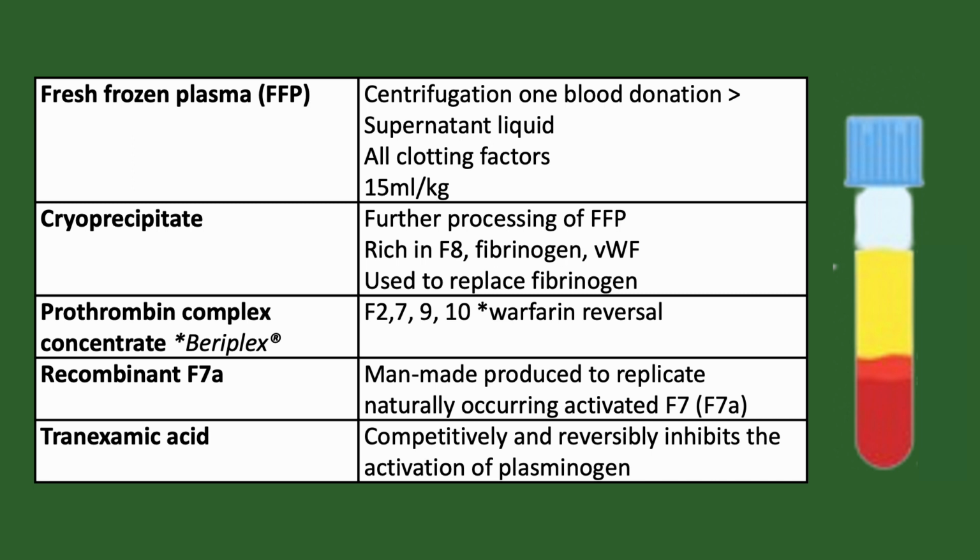Cryoprecipitate is available as a single unit or as a pool product made up of 5 single units. Pool units are more commonly used to treat adults. These are rich in factor 8, fibrinogen and von Willebrand factor, and it is used to replace fibrinogen. Prothrombin complex concentrate, i.e. Beriplex, contains factors 2, 7, 9 and 10, and is used for warfarin reversal. Recombinant factor 7A is a man-made product to replicate the naturally occurring activated factor 7A. And finally, tranexamic acid competitively and reversibly inhibits the activation of plasminogen.